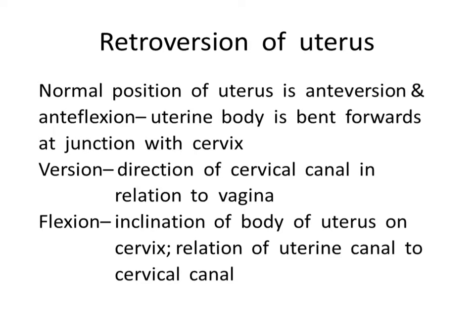Now, when you do a pelvic examination, a vaginal examination, how to diagnose the version is to see the direction of the cervix. If the cervix is directed posteriorly, it is a normal anteversion. If the cervix is directed anteriorly, it is a retroverted uterus. That is one of the features for diagnosis.